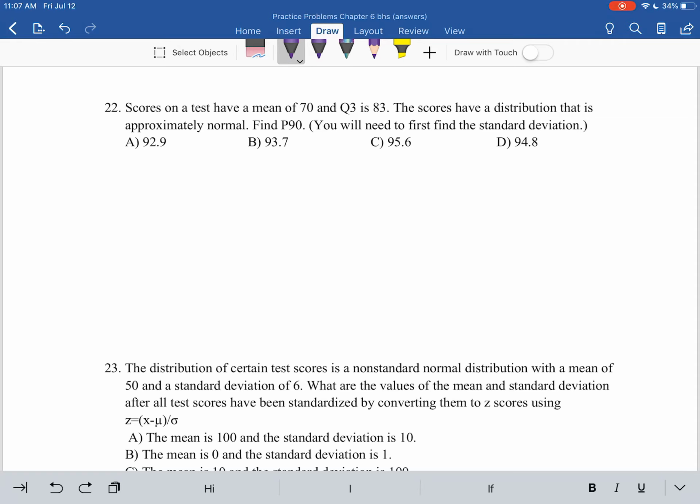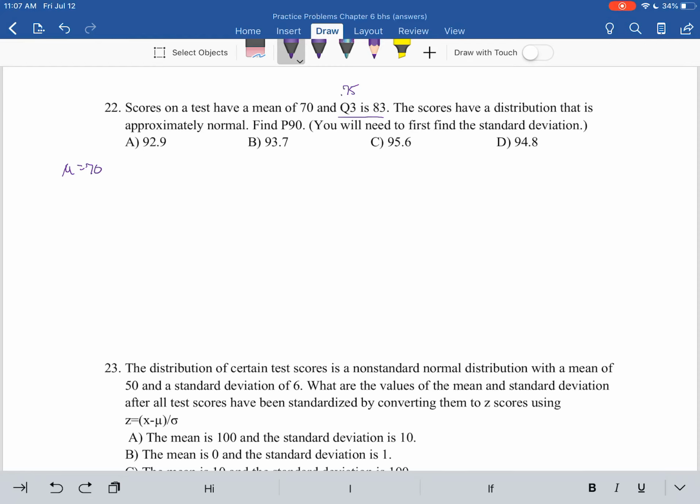So we have a score on a test of a mean of 70. So we're going to write that off to the side. So our mean is equal to 70. And we have a Q3 of 81. If you remember Q3 from our box plots, Q3 is like the 75th percentile, right? I'm just going to write that out there, 0.75, and that is a value of 83.